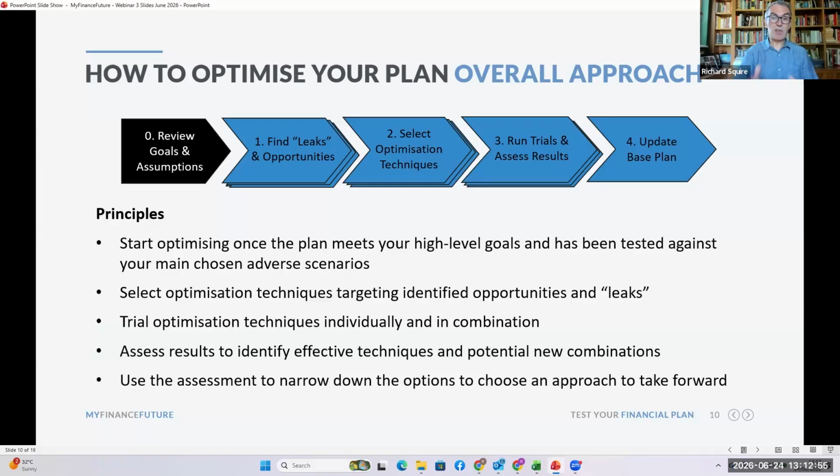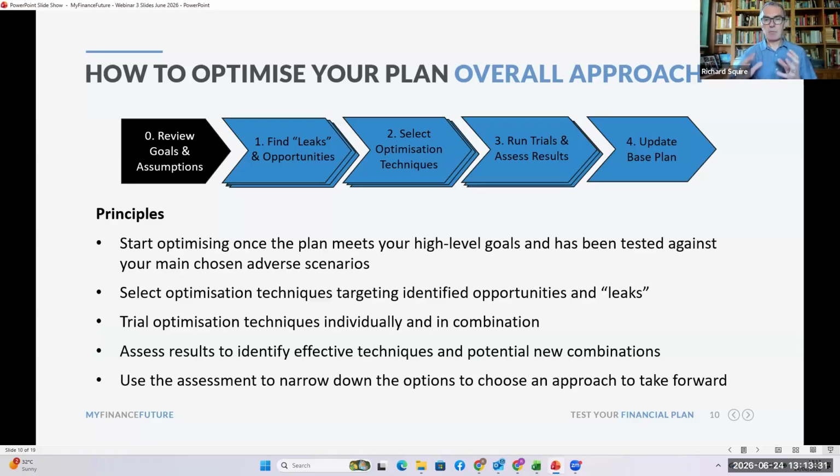The first stage of that is to find leaks and opportunities. So review the output of your plan, see where there might be efficiencies to be gained. Maybe there's high peaks of tax during the period of the plan, which might be targets to try and reduce. Maybe there are particular features of the plan, and one we'll focus on today is around an imbalance in investments between the two partners in a couple, which you have in the back of your mind as you go through the optimization process and identify ways to improve the plan.